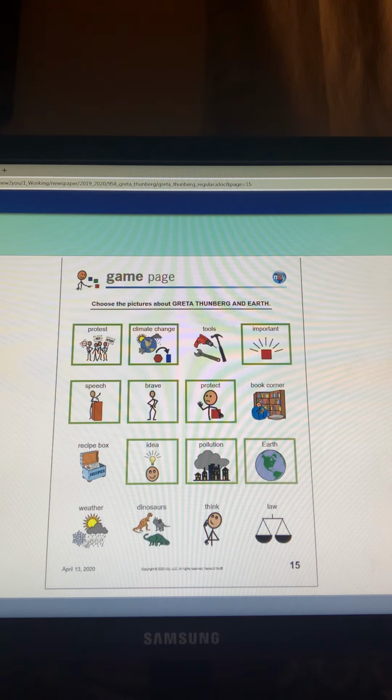All right, so let's go on our last row going across. We have weather, dinosaurs, think, and law. The first one is weather. Climate is weather in a certain area for a long period of time. So weather is definitely part of this article. So our next one is dinosaurs. I didn't remember seeing anything about dinosaurs in our article, so we're not going to have dinosaurs as a selection. Let's look at our other 2 choices and see if they're a better fit.